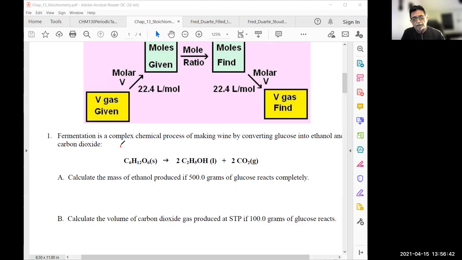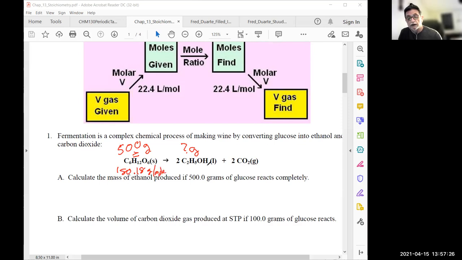And so you have 500 grams of glucose. How many grams of ethanol, alcohol, do you create? Well, the first thing we need is the molar mass. When I see questions like this, I realize I'm going to be asked for the molar mass, so I calculate the molar mass for everybody right off the bat, just in case I need it. So this one, I get 180.18 grams per mole for the glucose.